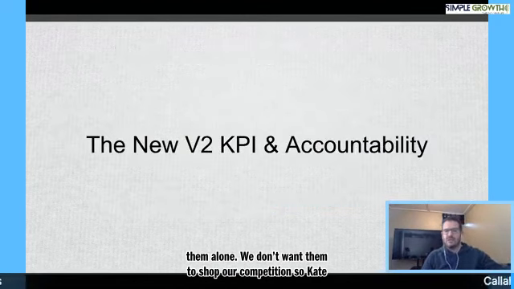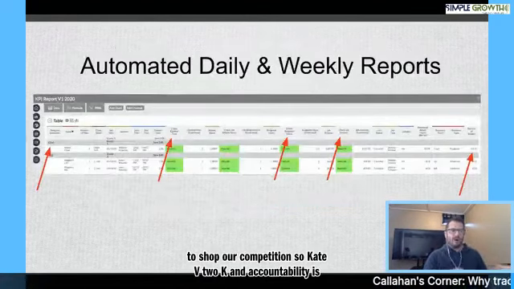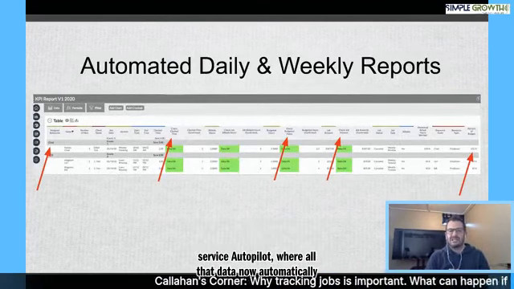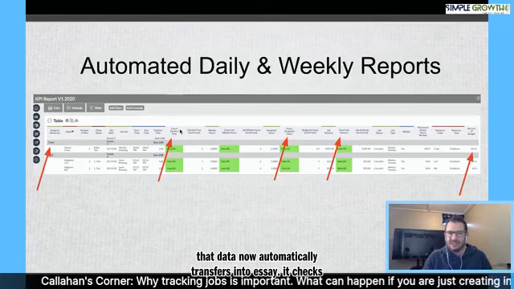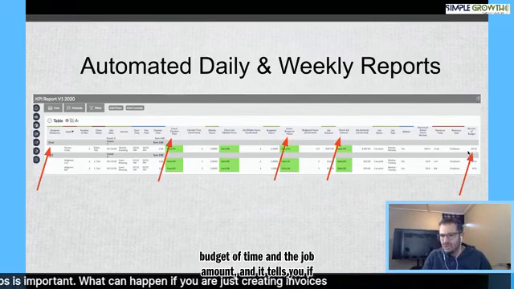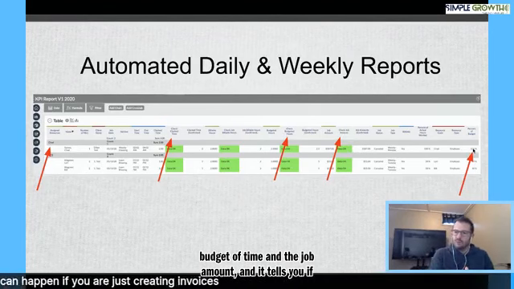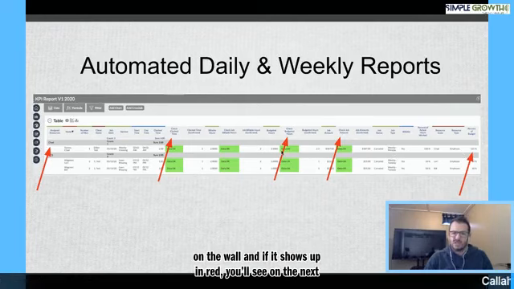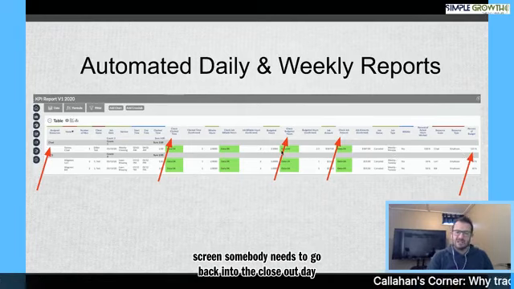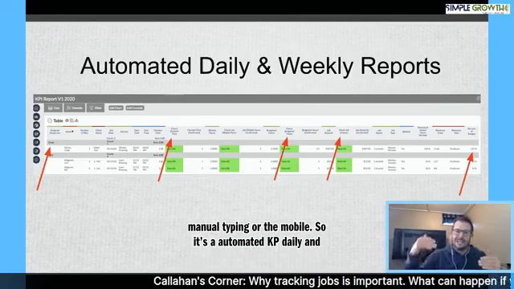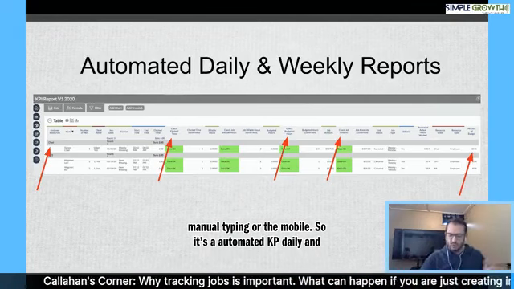So V2 KPI and accountability is we've automated this report in Service Autopilot, where all that data now automatically transfers into SA. It checks the clock's time in and out, the budgeted time and the job amount, and it tells you if you're above or below 100%, and that's the number you can put on the wall. And if this shows up in red, as you'll see on the next screen, somebody needs to go back into the closeout day screen and either check the manual typing or the mobile. So it's an automated KPI daily and week review.